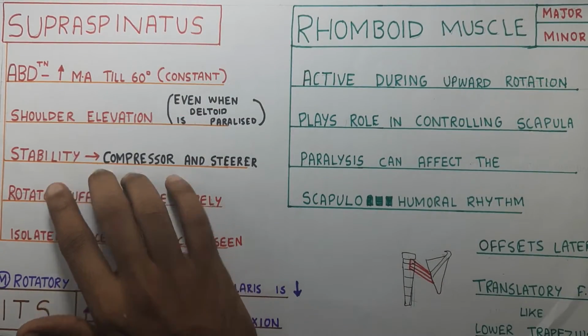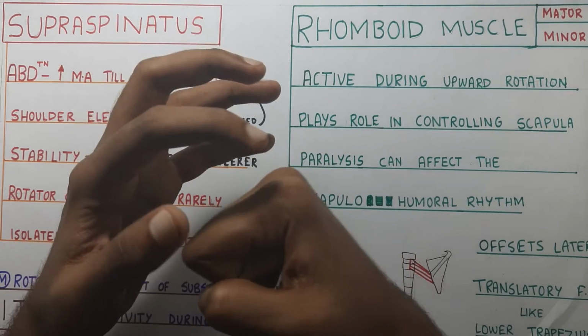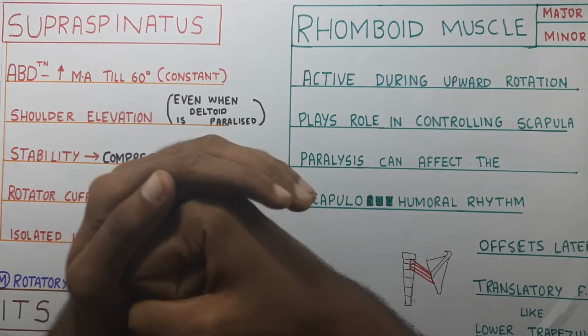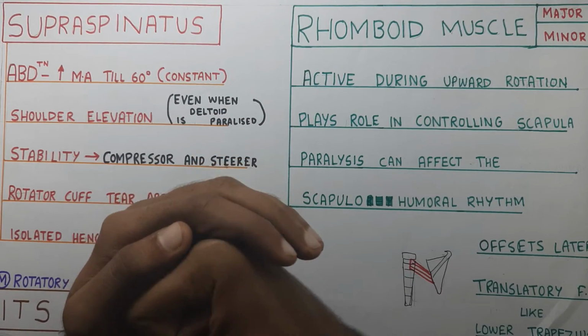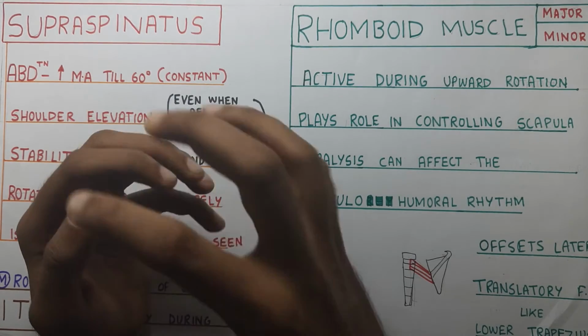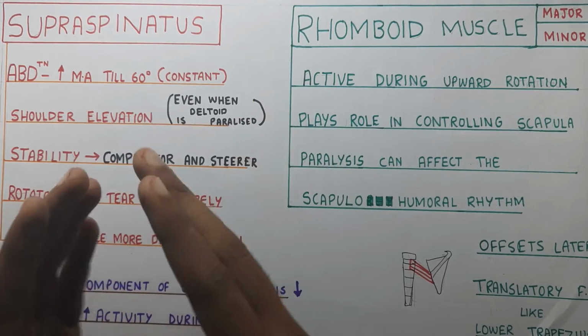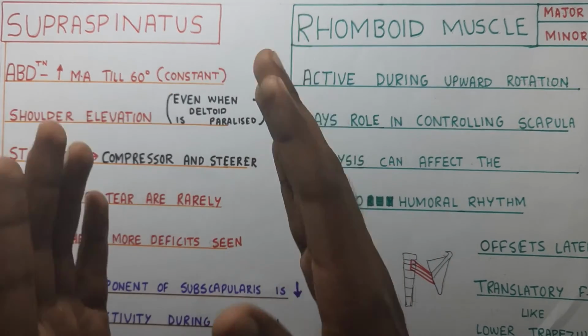The second function is the stability. So it is a compressor and a steerer. So basically compressor is the supraspinatus keeps the humerus compressed within the glenoid fossa, and steerer is basically it controls the position of the humerus in the glenoid fossa. Now obviously supraspinatus is not the only muscle which steers, but it is one of them.